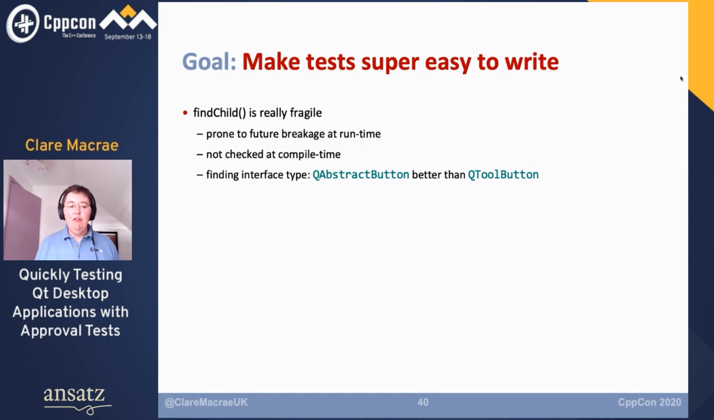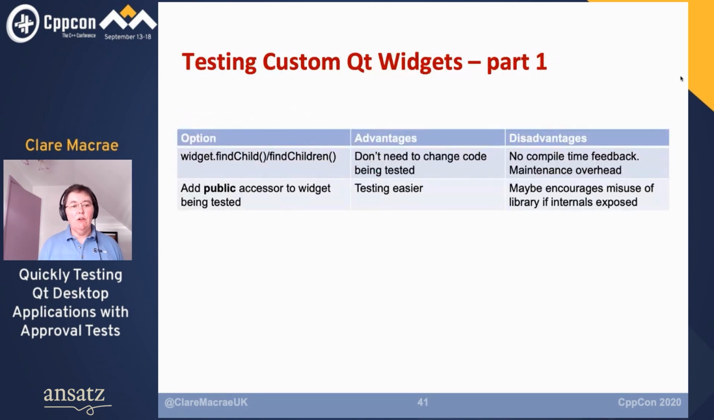A small improvement, though, is to use findChild and supply it an interface type rather than a concrete button type. So if I'd searched for QAbstractButton, then in future, if somebody changed from using QToolButton to one of the other button classes in Qt, QAbstractButton would still find the widget we wanted. So you can make the code a bit safer, but try not to use findChild.